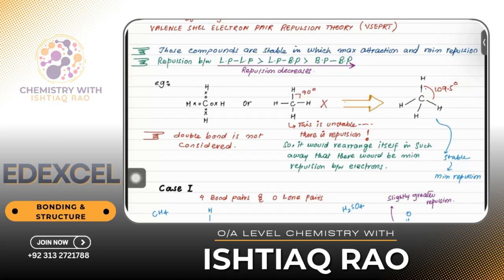Now the students ask, sir, for this one we get to know the bond angle, but what if we have any other compound? What if we have CO2, H2O, C2H6? What if we have these compounds? Of course, we would not be able to predict for each and everything. So we have made some rules and regulations. This is called the valence shell electron pair repulsion theory.